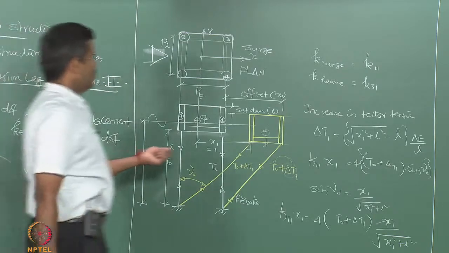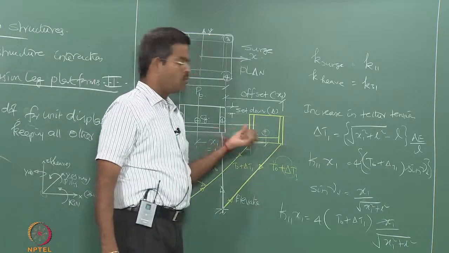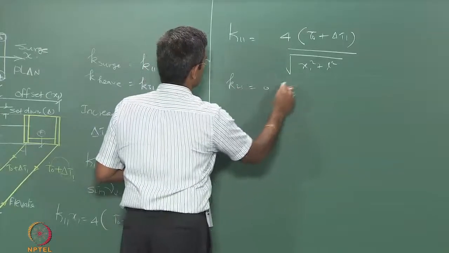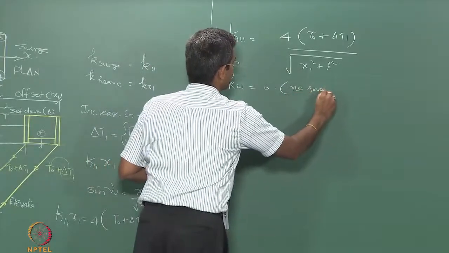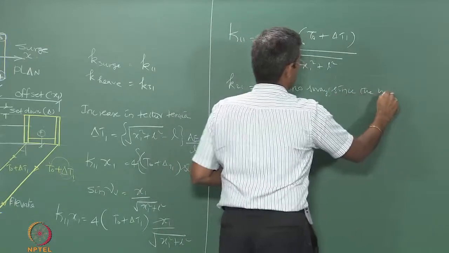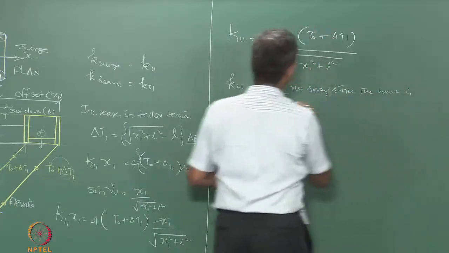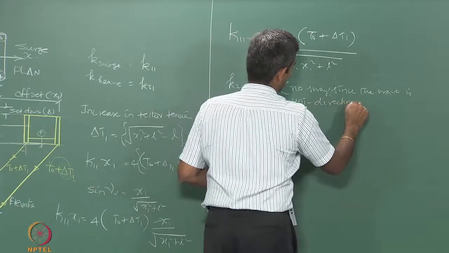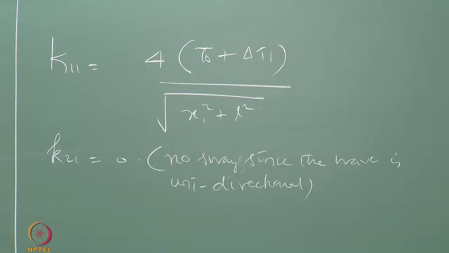If you look at this figure, the platform does not move normal to the board, so there is no sway movement. So, K21 is going to be 0 because there is no sway movement, since the wave is unidirectional. It is an assumption that the wave is hitting the platform only along x. There is no angle of attack.